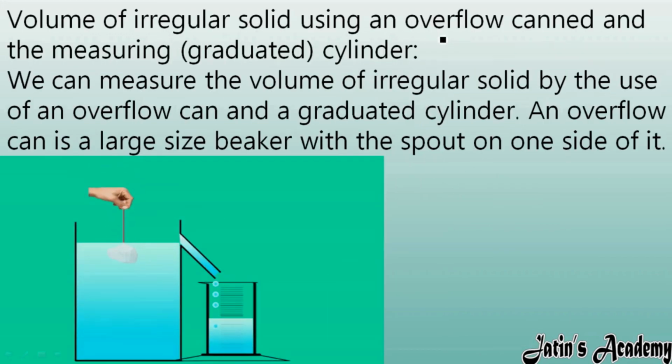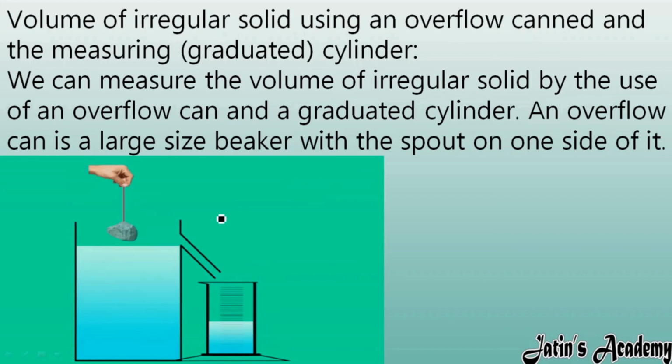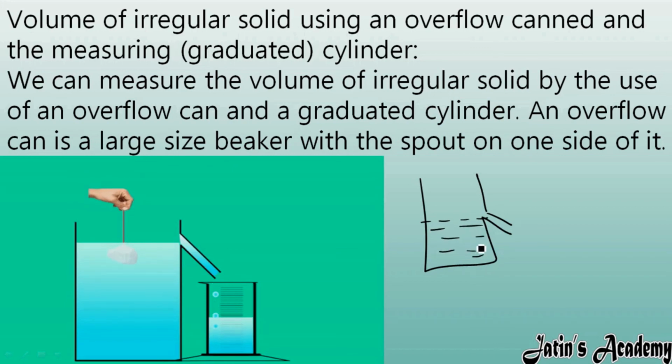The volume of an irregular solid can also be determined by using an overflow can. This is the overflow can, and this is the measuring cylinder. So what do we have to do? We can easily measure the volume of an irregular solid by using the overflow can and the measuring cylinder. How? For example, in this overflow can, water is filled up to here, and for example 210 ml of water is contained in this overflow can.